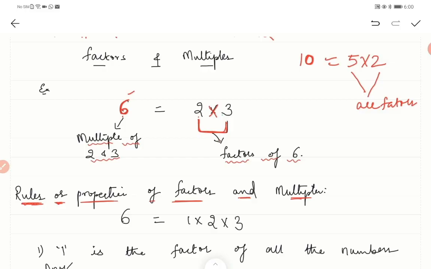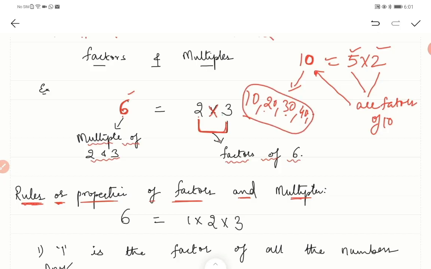Okay, factors of 10. What are the factors of 10? We've got 5 and 2. Okay, what are the multiples of 10? Multiples of 10 would be 10. In 10's table, what all will you get? 10, 20, 30 and so on, isn't it? 10 2s is 20, 10 3s is 30, 10 4s is 40. All these are called multiples of 10.